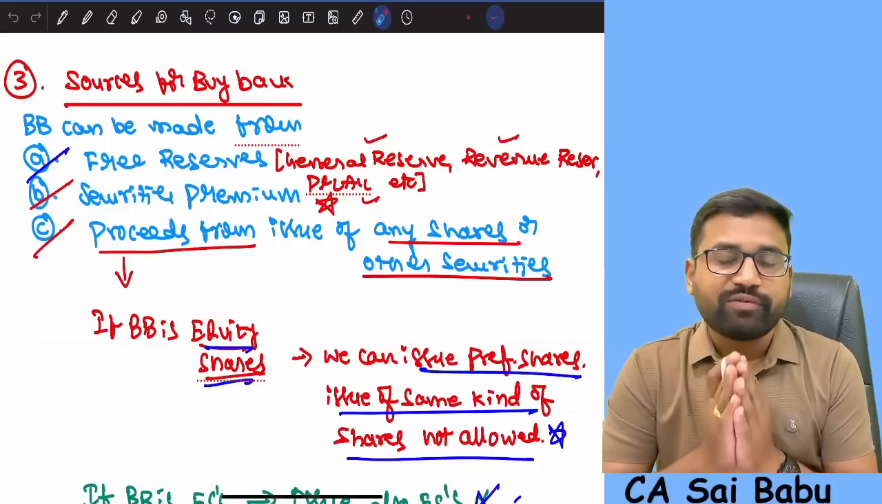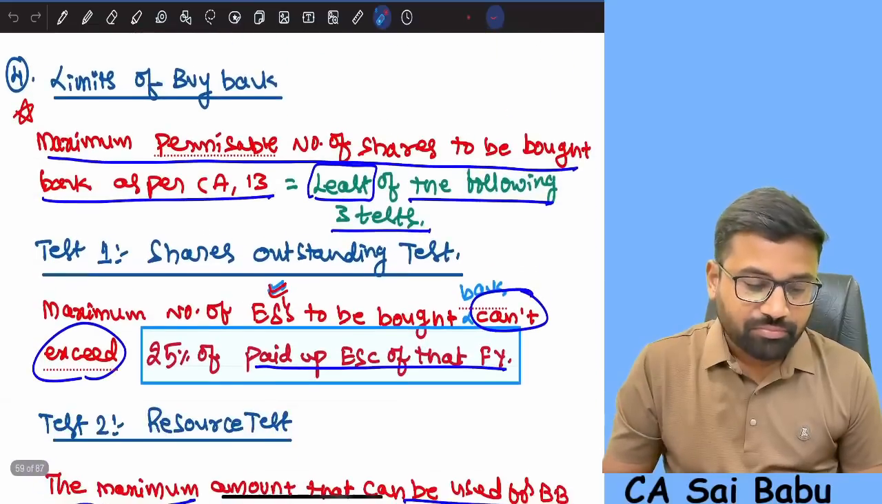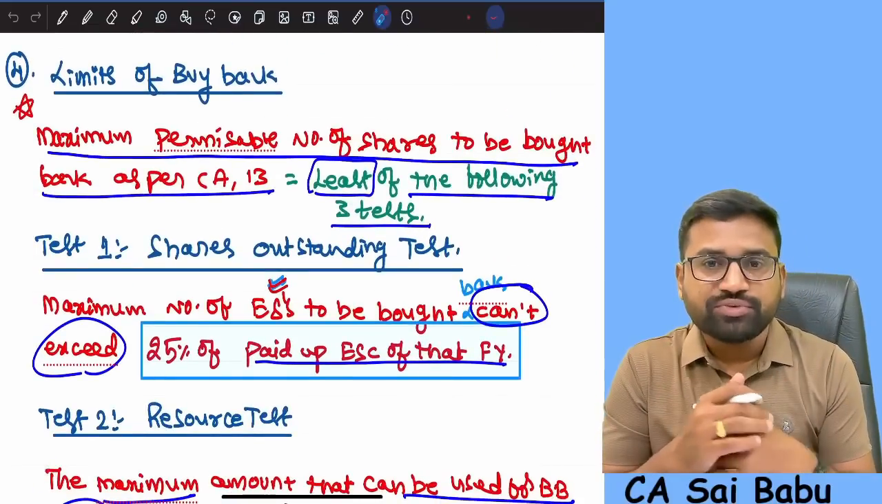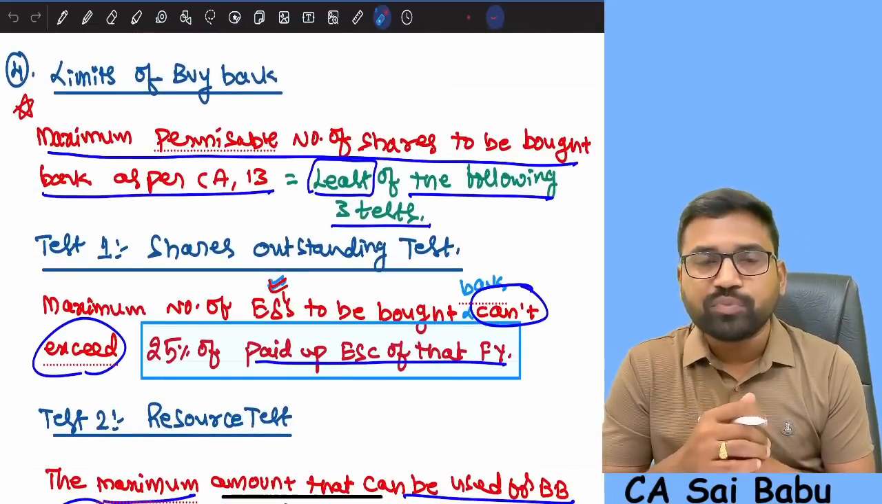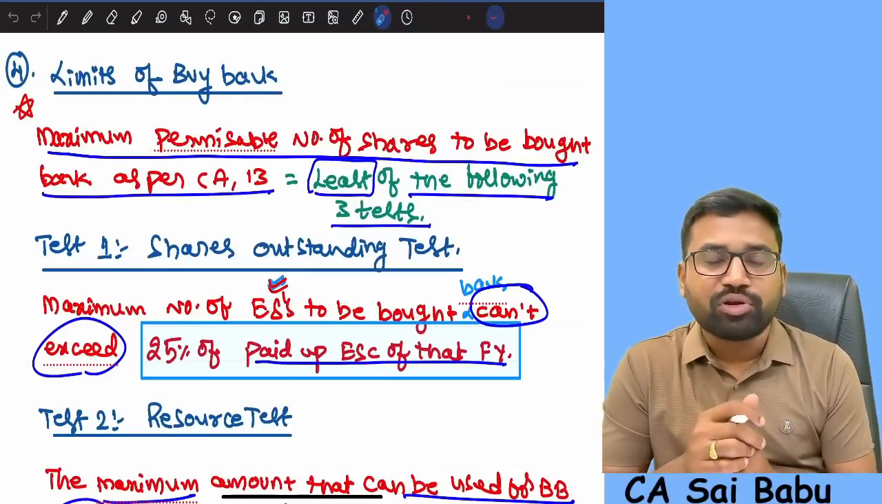There are 3 sources available, sir: free reserve, securities premium, proceeds from fresh issue of shares. And the limits for buyback. Whenever a company wants to go for buyback of securities, what is the maximum number of shares a company can buy back? Here, 3 tests we will apply, sir. Least of the above 3 will be the maximum number of shares to be bought back.